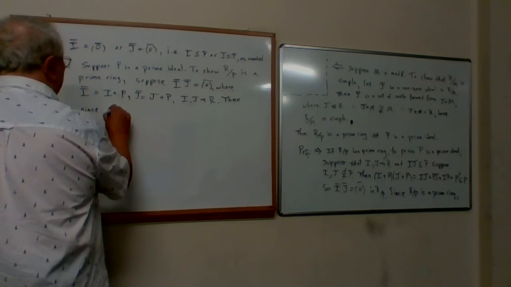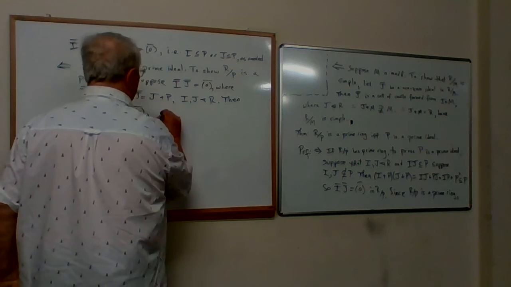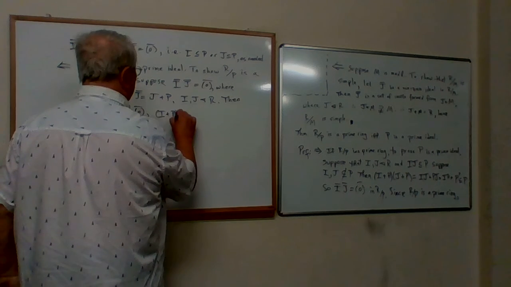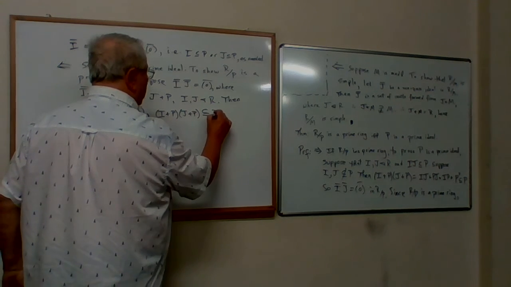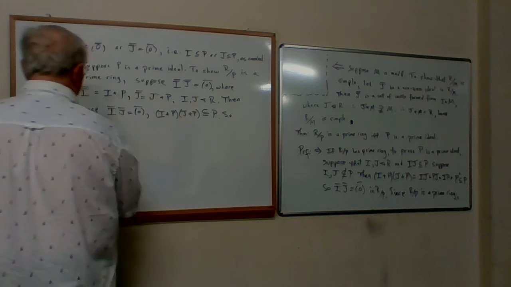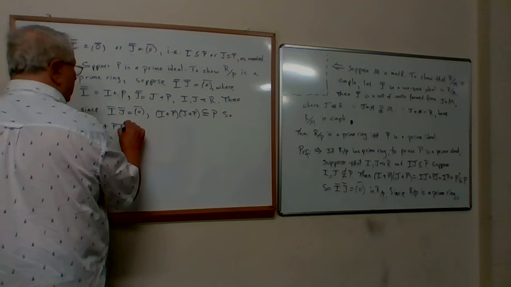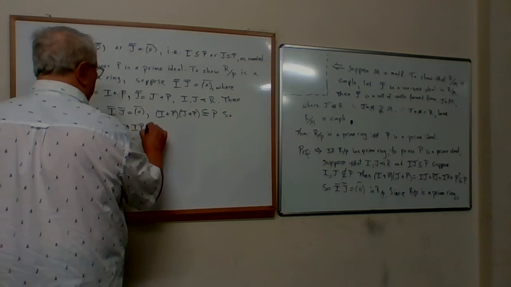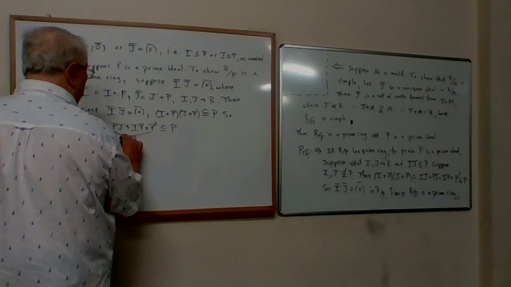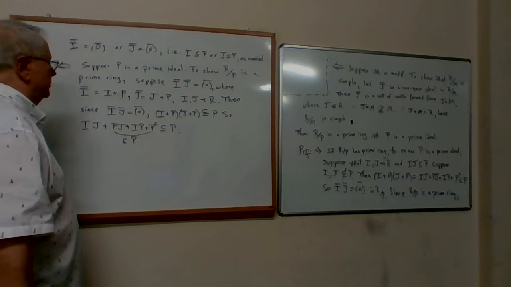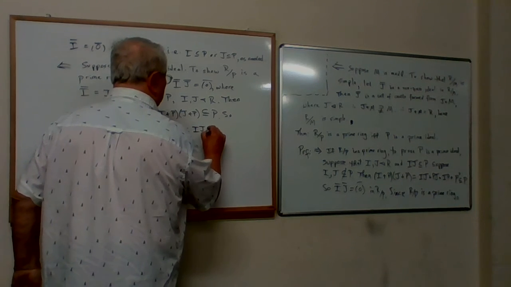Then since I bar J bar equals 0 bar, then I plus P times J plus P has to be contained in P. So IJ plus PJ plus IP plus P squared is contained in P. But all of these are contained in P because P is an ideal. And so IJ is contained in P.